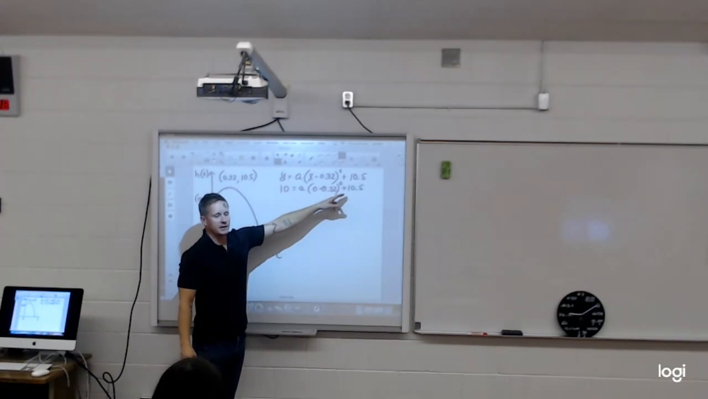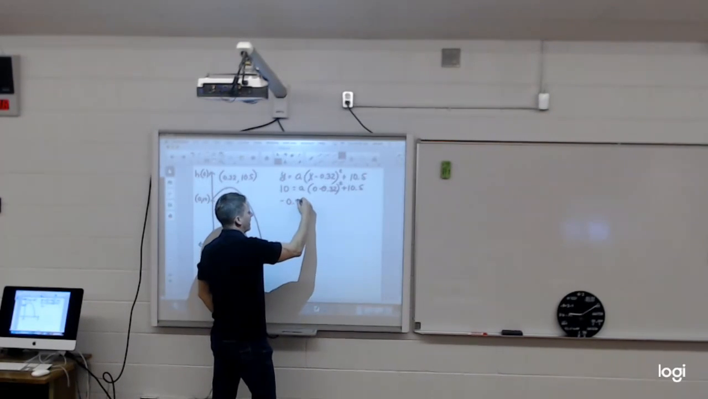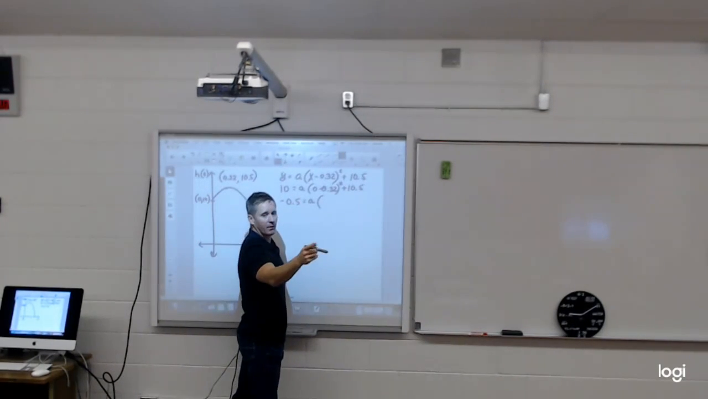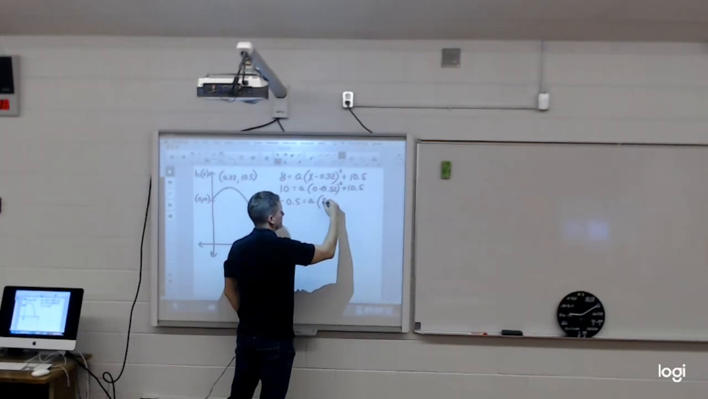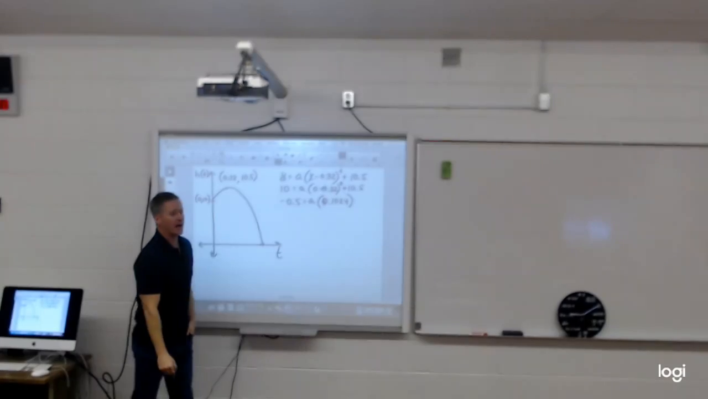Okay, so now I've got to solve for what a is. I need help here. 0.32 squared is what? Calculators out, start helping me, please. Okay, 0.1024. Leave that on there. The first thing I want to do is subtract 10.5 over to here. So that gives me minus 0.5 equals a times 0.1024. Perfect, thanks. So now I've got to calculate a.